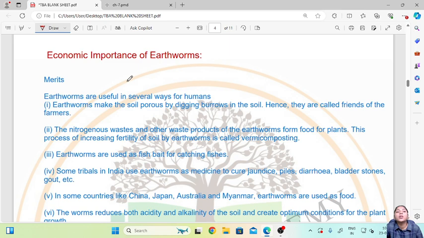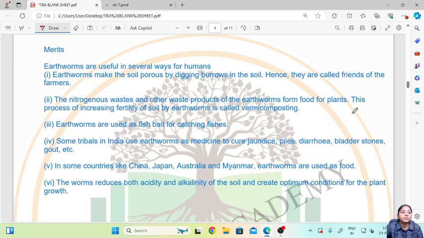Then talking about the economic importance of the earthworms. So we have various merits of these earthworms. Earthworms are useful to humans in many ways. They make the soil porous by digging burrows in the soil, which is a benefit for the farmers planting the crops. So they are called as the friends of farmers.